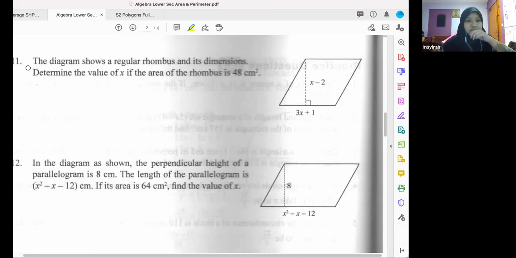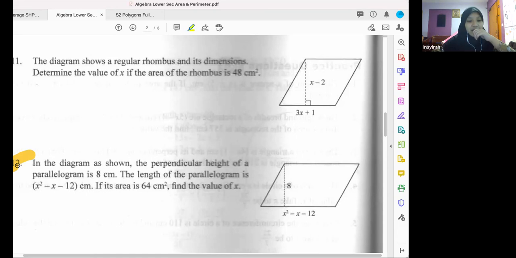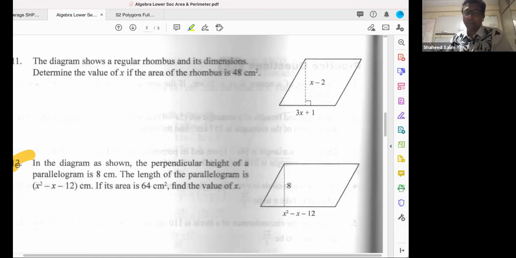Teacher, which question do we do? Question number 12 first. Again, the formula for the area of a parallelogram is base times height, which is the same formula for a rhombus. Rhombus is also the same thing. So once you finish question 12, we do question 11 then.